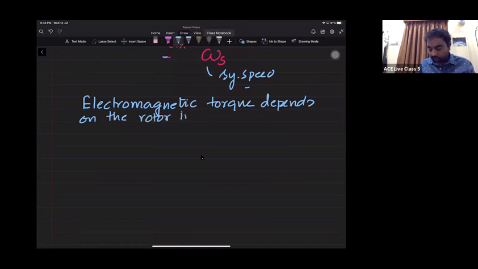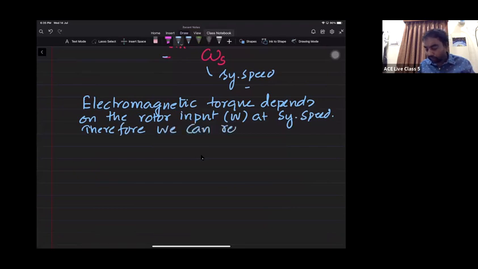The rotor input in watts at synchronous speed. At synchronous speeds, therefore, we can represent the electromagnetic torque in synchronous watts.